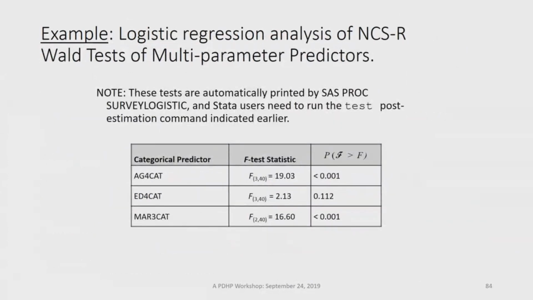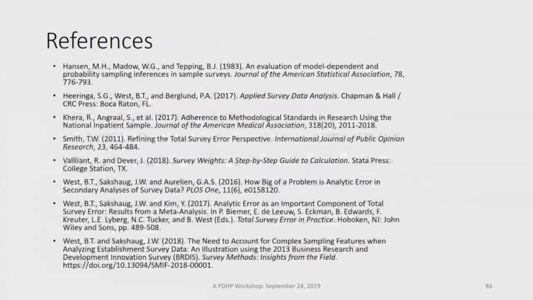And then here are those after the fact Wald tests for the different categorical predictors. And it looks like when you account for the design that education does not matter in this particular model. So I'd fail to reject the null that any of the education coefficients matter in this particular model. I can keep age and marital status if I wanted to trim this logistic model a little bit.